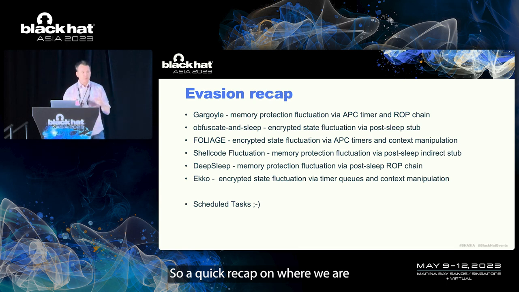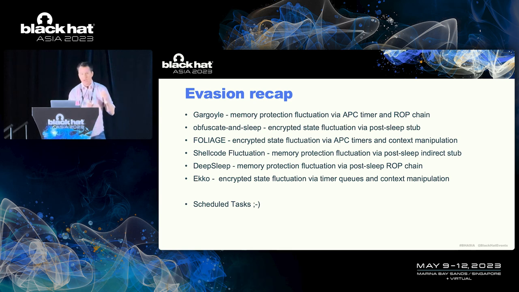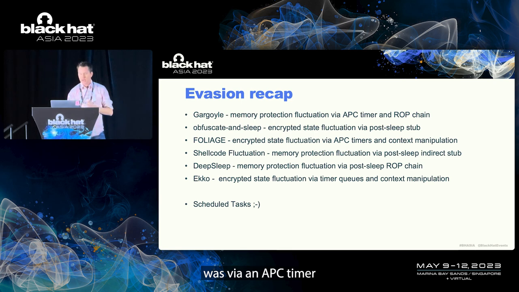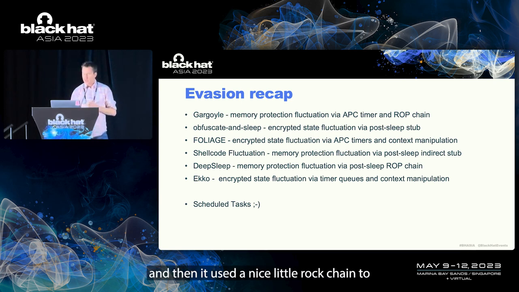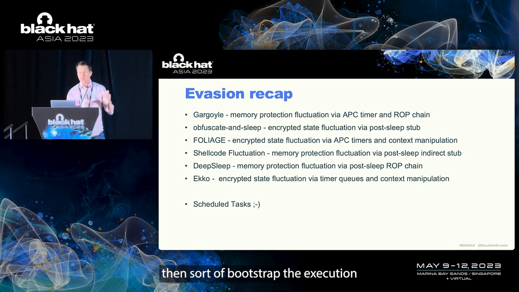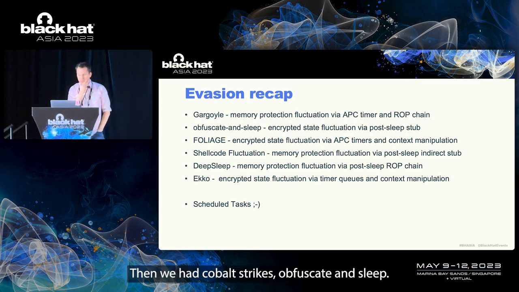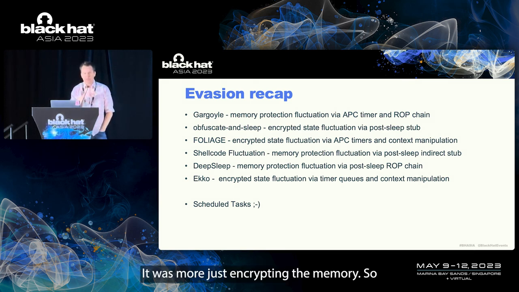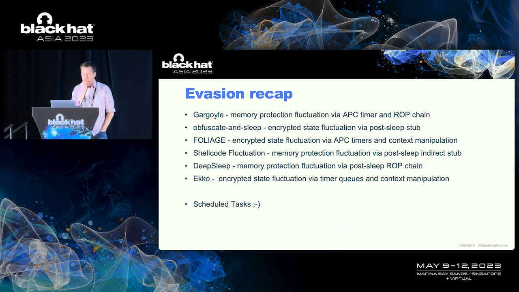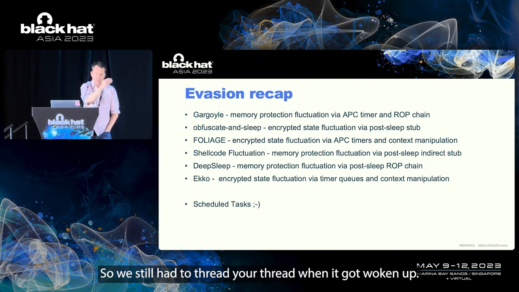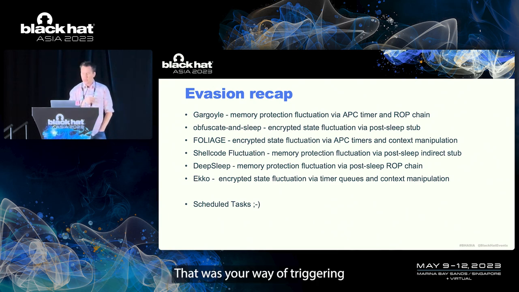So a quick recap on where we are with all the evasion techniques. Obviously there was Gargoyle we mentioned earlier, but its way of waking up was via an APC timer, and then it used a nice little ROP chain to bootstrap the execution and get itself all ready to go again. Then we had Cobalt Strike's Obfuscate and Sleep. It was more just encrypting the memory, and then had a little bit of a post-sleep stub, so you still had a thread. Your thread, when it got woken up, was your way of triggering, and then it just had a little stub of shellcode that was still waiting there.